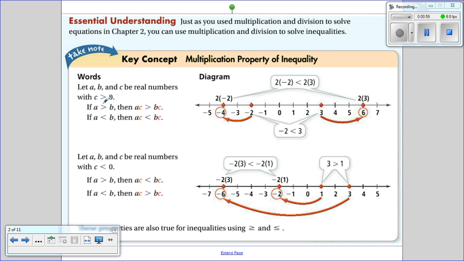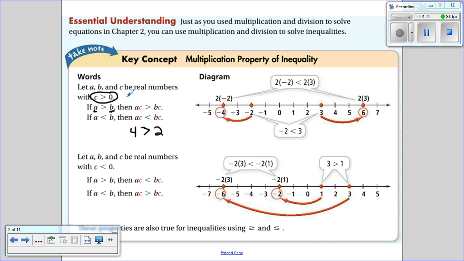Okay, so what I want you to think of is we've got two numbers, A and B. Whatever those numbers are, let's say they are 4 and 2. So 4 is greater than 2. This is saying if you multiply those numbers by another number, and that number is greater than 0, so a positive number like 5, if you multiply both of them by that positive number, the inequality symbol stays the same. So it started at greater than and it stays greater than.